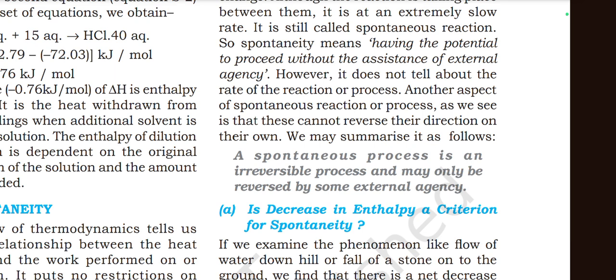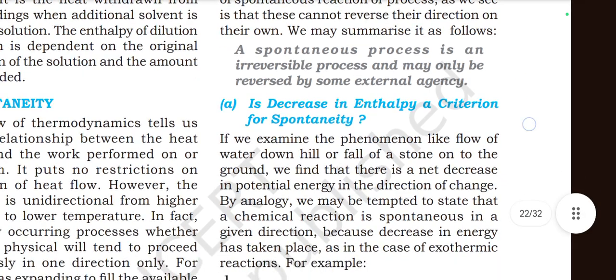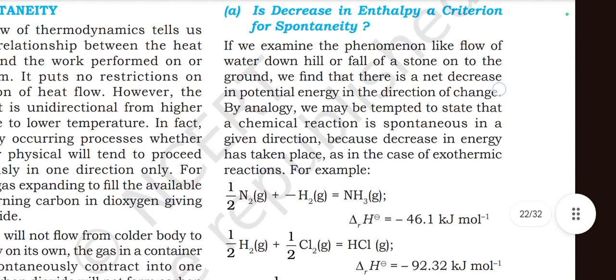So spontaneity means having the potential to proceed without the assistance of any external agency. However, it does not tell about the rate of the reaction or process. Another aspect of a spontaneous reaction or process, as we see, is that we cannot reverse its direction on its own. We may summarize it as follows. A spontaneous process is an irreversible process, or may only be reversed by some external agency.